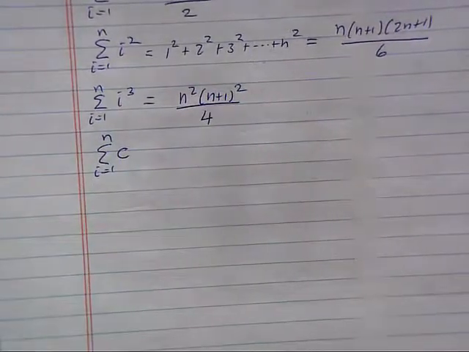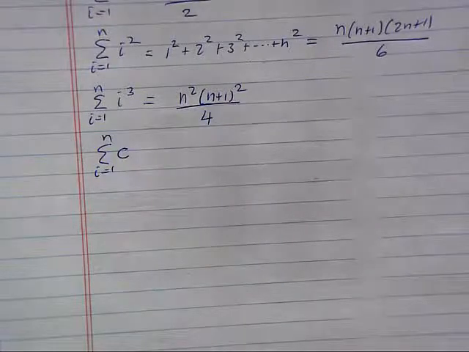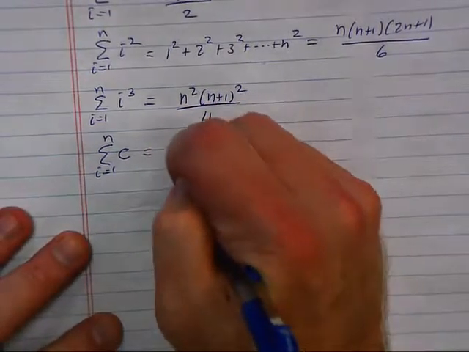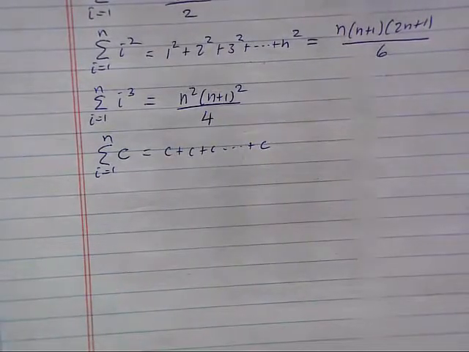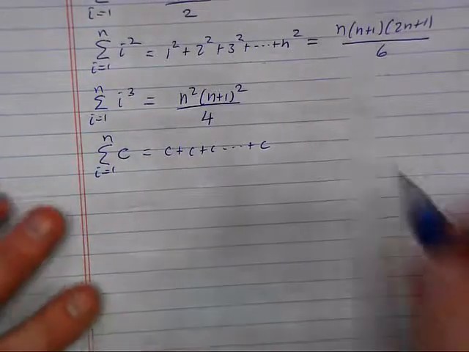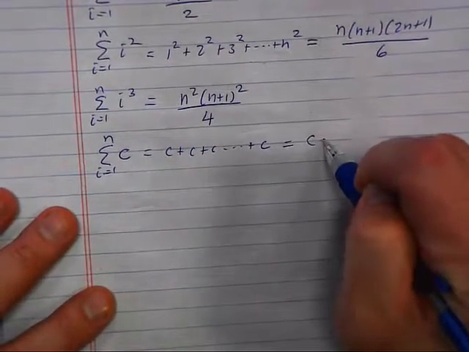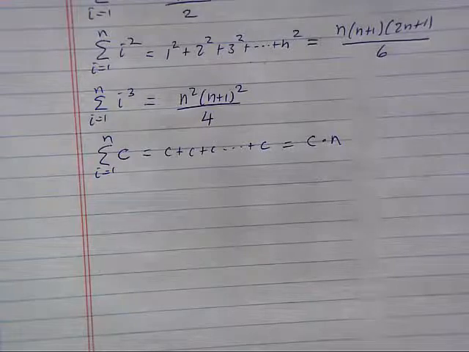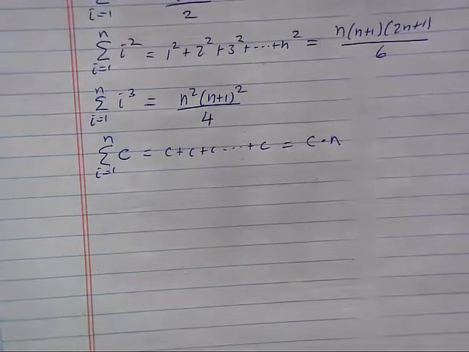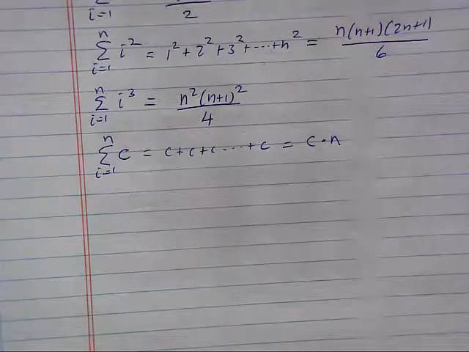What if I just have a number? Some number C. And I ask you, take the number C and do C plus C plus C over and over again. How much is that? Not C to the n, but C times n. That would just be C times n. All right, so what does this have to do with the problem we were just doing?